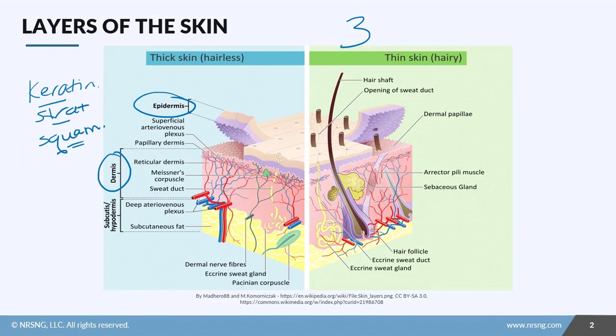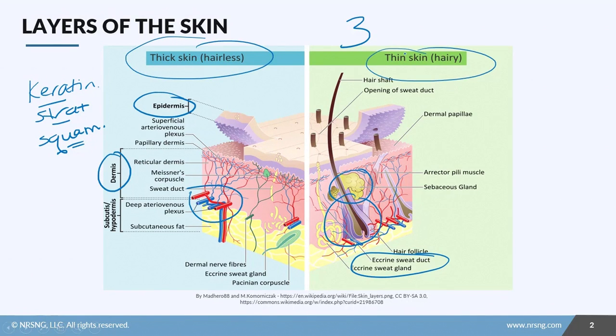This is where we find our blood vessels, our nerve endings, we find our hair follicles, we find sebaceous glands or oil glands, and we also find our sweat glands. Now you'll notice the difference here between thick skin and thin skin is that thick skin tends to not have the hair or the oil glands, while the thin skin does. So thick skin would be like the bottom of your feet or the palms of your hands, and then the thin skin is, well, everywhere else.